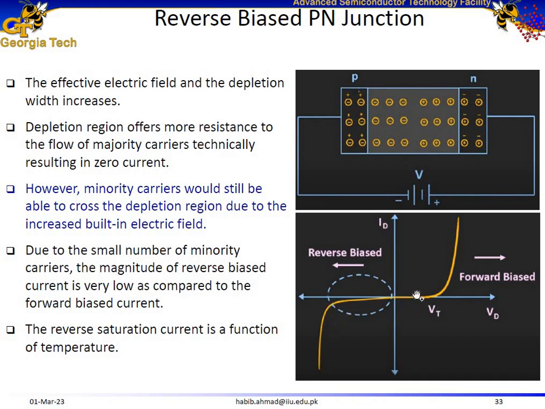breakdown voltage. By the way, the scale over here is not the same. Like for example, over here it might be 1 volt, but here it might be like 5 or 6 volts for the breakdown. So when the breakdown occurs, the device is damaged permanently. You cannot use it anymore.